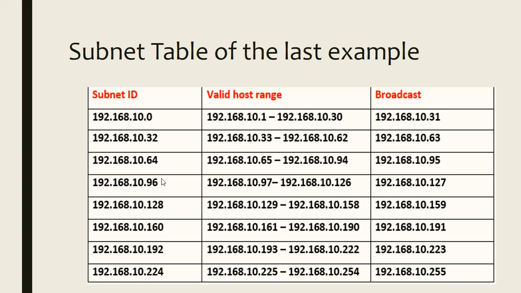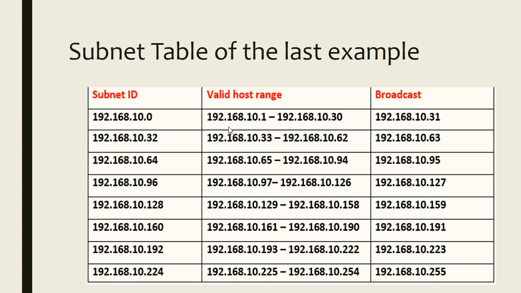Now if this one is 64, I'm having 63. 96, I'm having 95. 128, I'm having 127. 160, I'm having 159. But note all these numbers here, they are the broadcast IDs. We don't assign them to hosts. This is what we assign to hosts, all the IP addresses here.